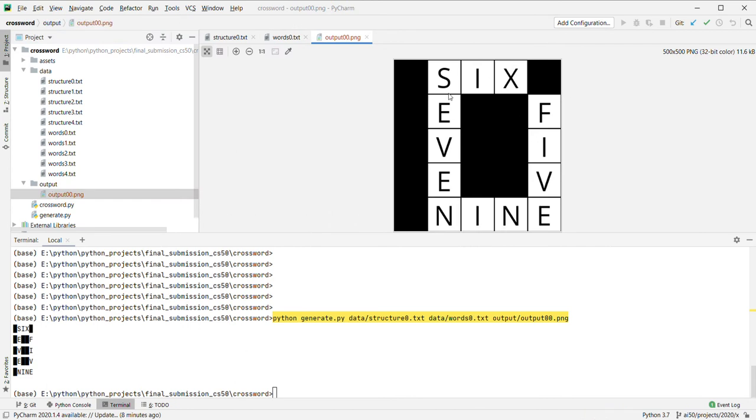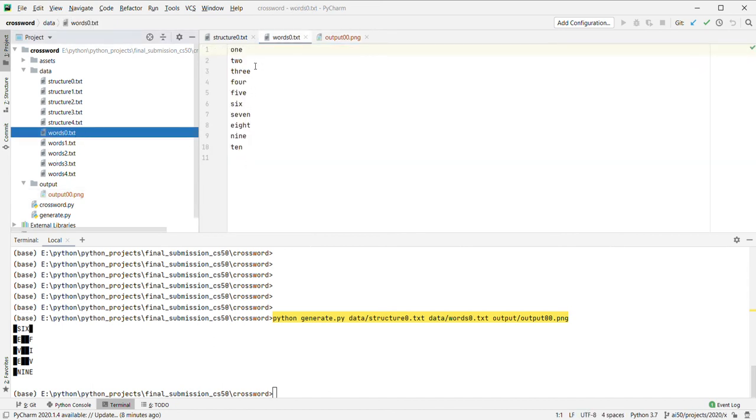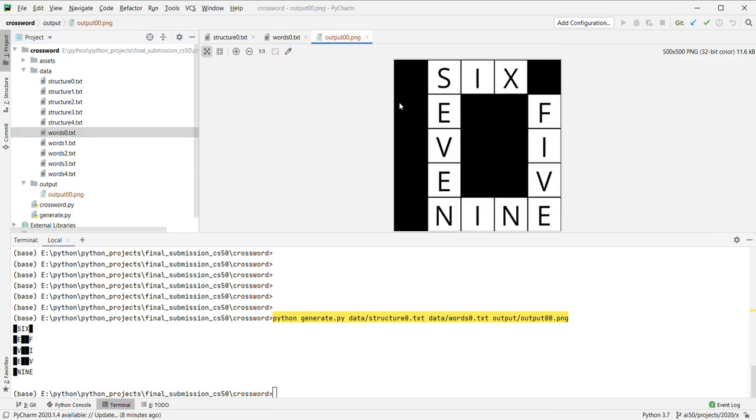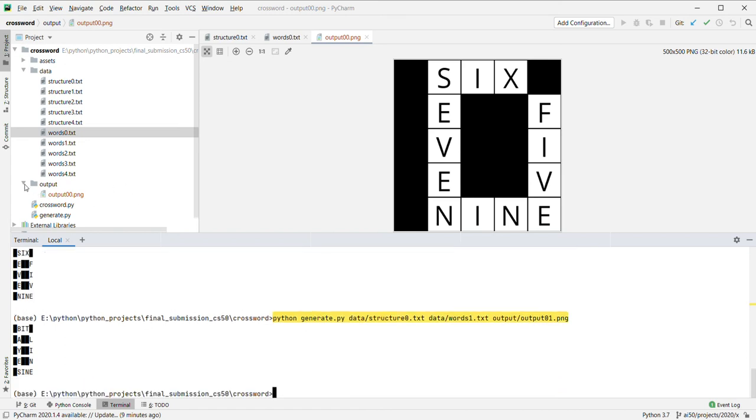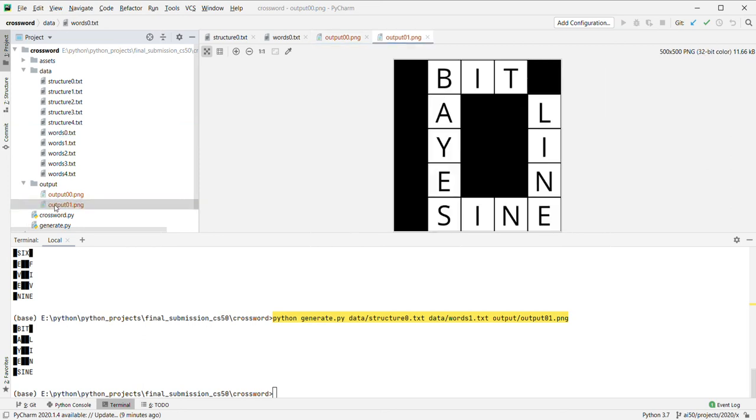So we are getting it properly. Whatever data we are using, these are the 1 to 10 words, and out of this it is properly arranging as per the structure. So let's try using data 1 first, with the same structure 0. Based on the data 1 domain, we are getting this structure. This is the solution for that puzzle.